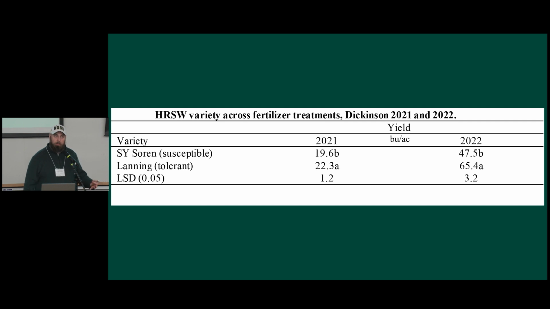I talk about Soren a lot. Soren is a variety that's done really well for us, but you put it in low pH situations and it does horribly. So we've been using that as kind of our control. And Lanning out of Montana, it doesn't have the best disease package, but it can handle aluminum toxicity.